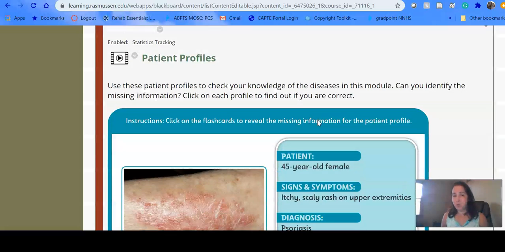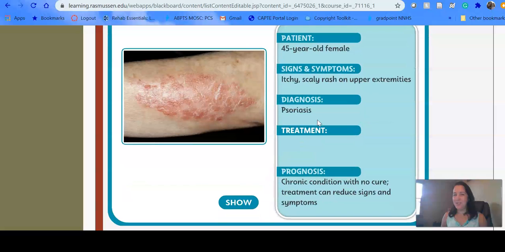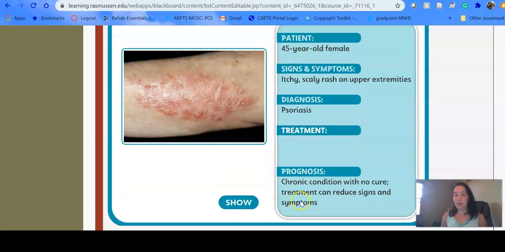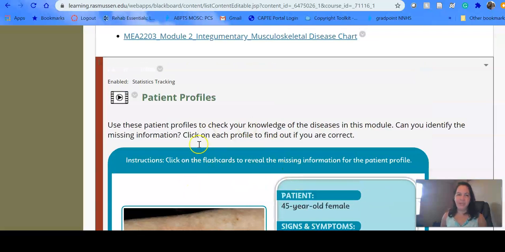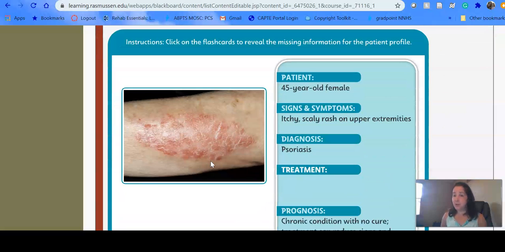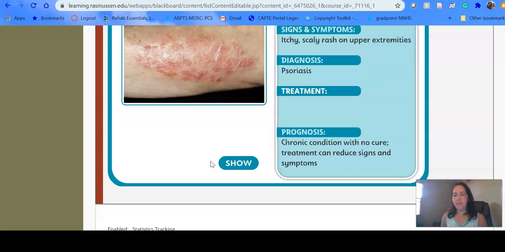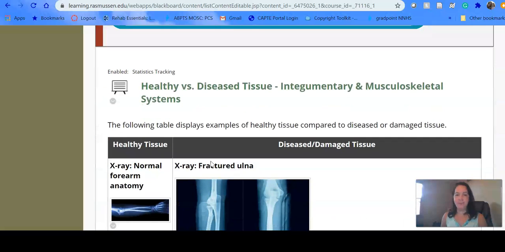Then as you continue to scroll down, there are some patient profiles that will give you some information and leave a blank section. This is helping you identify signs and symptoms. It tells you the diagnosis, the treatment, the prognosis. This is some information that you would want to put. There are only, I think, 3 patient profiles here, but it's helpful in giving you an idea of what needs to go into that chart.